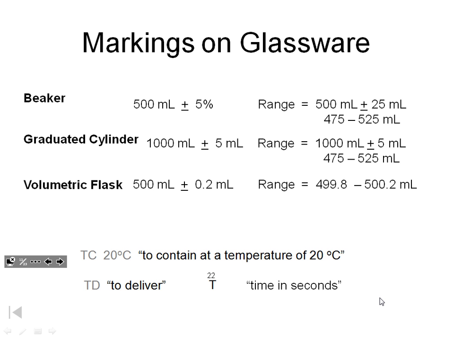A graduated cylinder is plus or minus 5 milliliters, but a volumetric flask is accurate to only 0.2 milliliters of error. That's really accurate. So when you want to make a solution, you want to use a volumetric flask. Well, what does that look like?